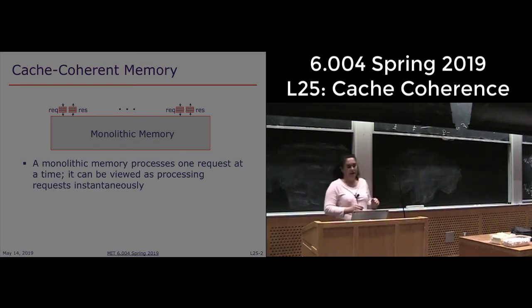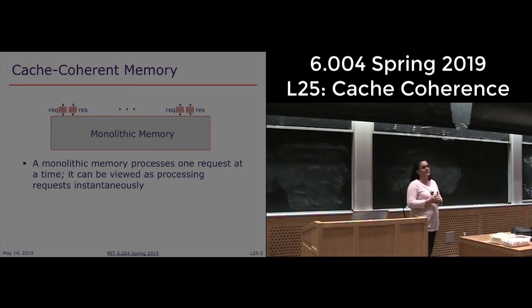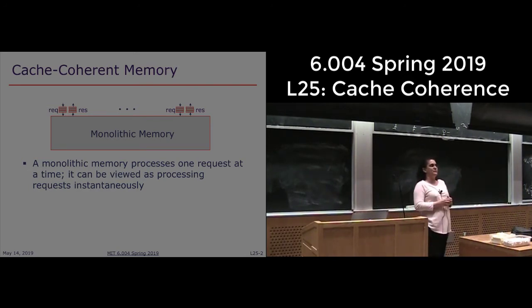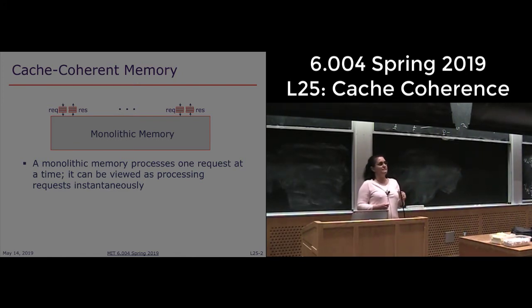So first, let's just talk about what we mean by cache-coherent memory in general. We're going to start off thinking about a memory that doesn't even have caches, and assume that it's got a number of FIFOs attached to it from different modules that can make requests to this memory, and then there's a response FIFO for every request FIFO. This memory can basically pick and choose where it's going to take requests from, but you want to think of this memory as being instantaneous. So wherever it picks the request from, it's going to immediately give the response.